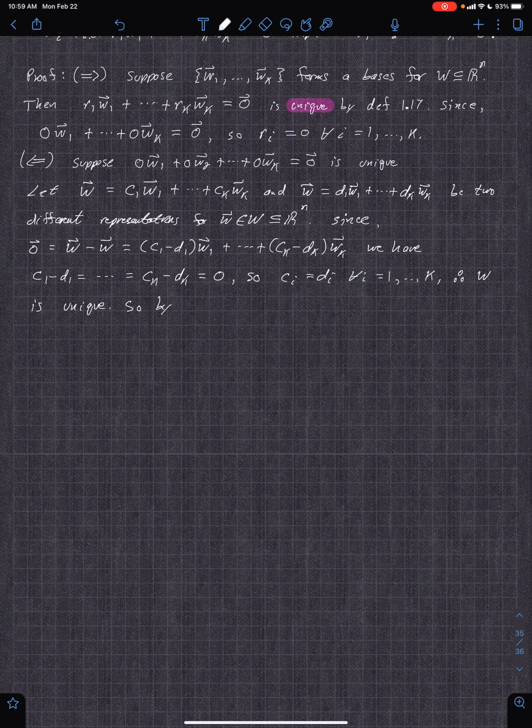So, by definition 1.17 to be exact, the set W1 to W sub k is a basis for W.